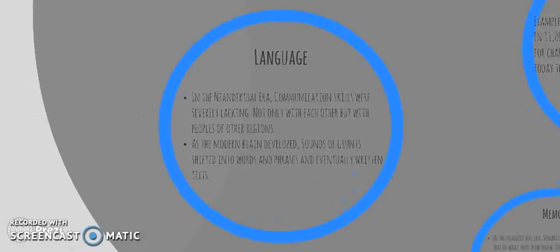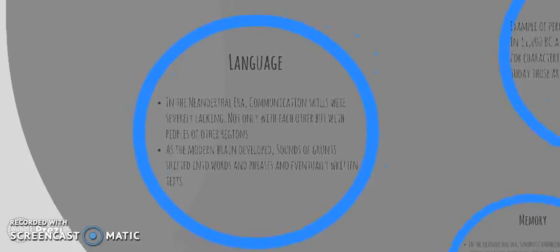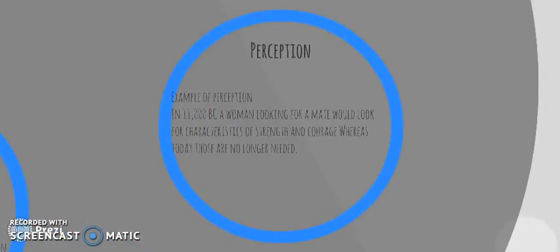Language. In the Neanderthal era, communication skills were severely lacking, not only with each other, but with the peoples of other regions. As the modern brain developed, sounds of grunts shifted into words and phrases, eventually written text. Perception. Example of perception. In 11,000 BC, a woman looking for a mate would look for characteristics of strength and courage, whereas those are no longer needed today.